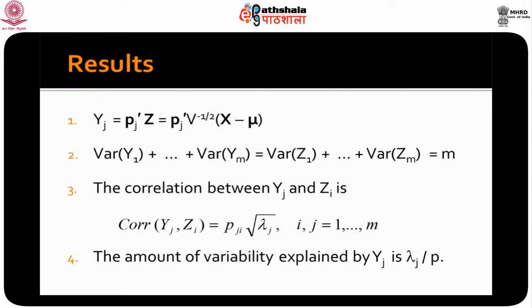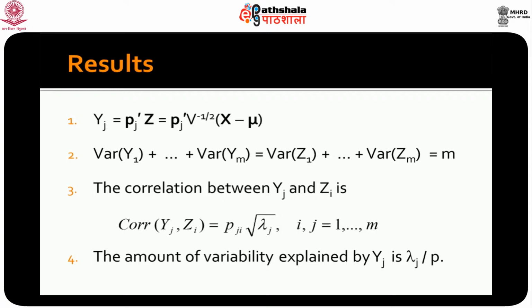The ith principal component for the standardized variables would be given by y_i, which is p_i prime z, or p_i prime V^(1/2) to the power of minus 1 (x minus mu), and the summation of the variabilities of the y_i's would again be equal to the summation of the variabilities of the z_i's. In this case, remember that rho is a correlation matrix, therefore its diagonals are all 1. So the summation of the variance would be the sum of these diagonals, which is equal to p, or in this case it's equal to m.